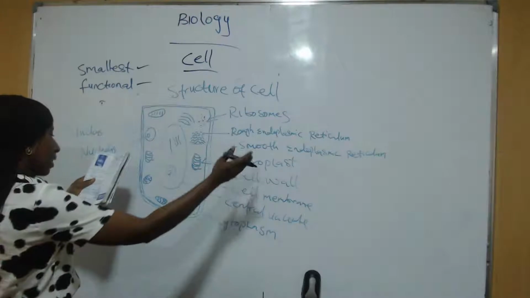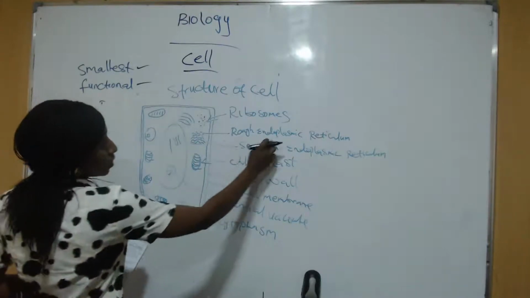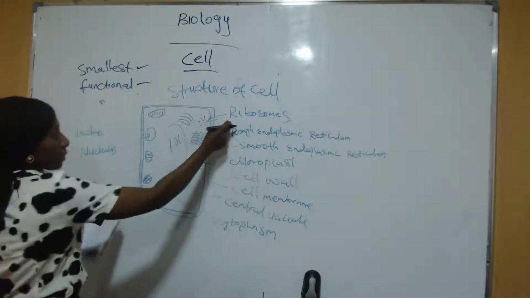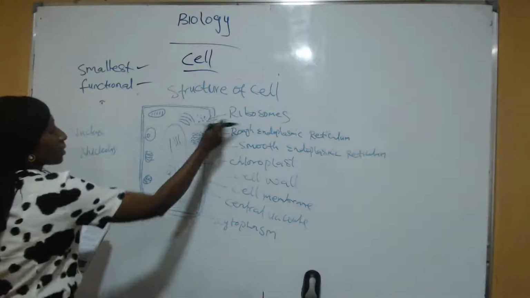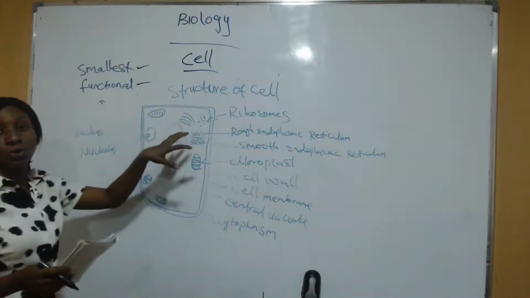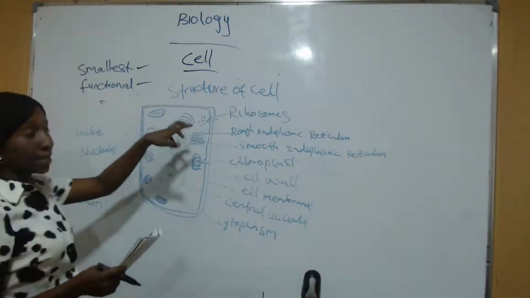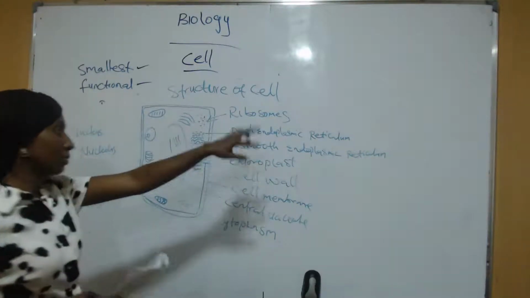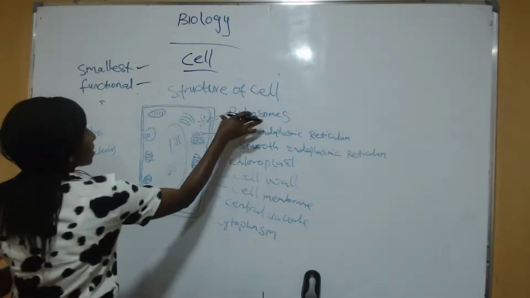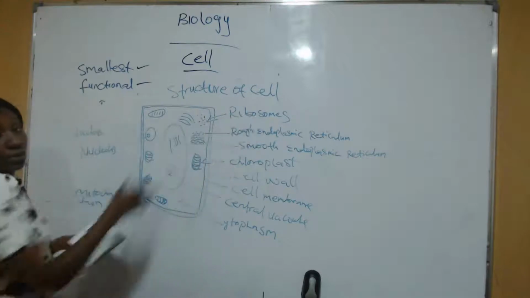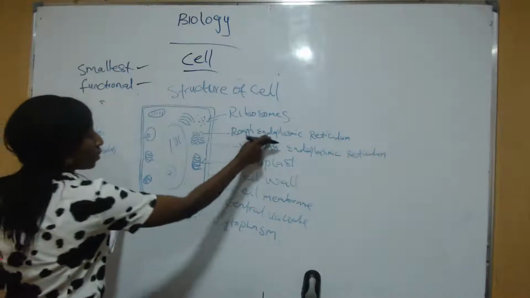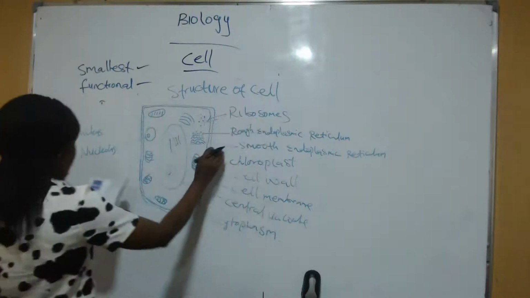You have the rough endoplasmic reticulum, which synthesizes and transports proteins throughout the cell. Now, if you look closer, you see the ribosomes. These ribosomes are close to the rough endoplasmic reticulum. That is what gives it its rough form, which is why it's regarded as the rough endoplasmic reticulum. Ribosomes synthesize protein. They are what helps the cell synthesize protein for growth, and the rough endoplasmic reticulum transports the synthesized protein.